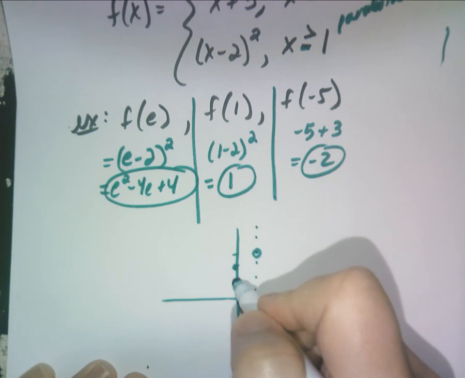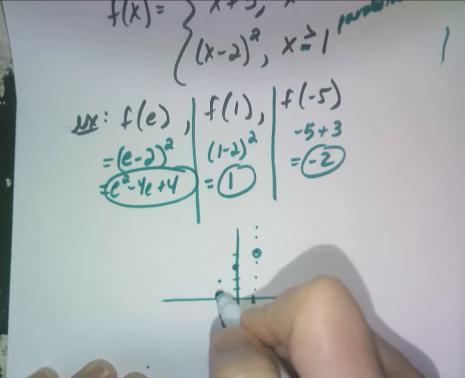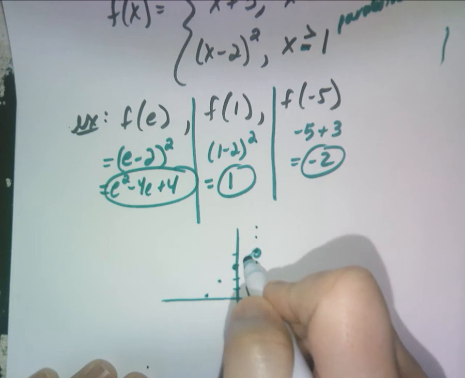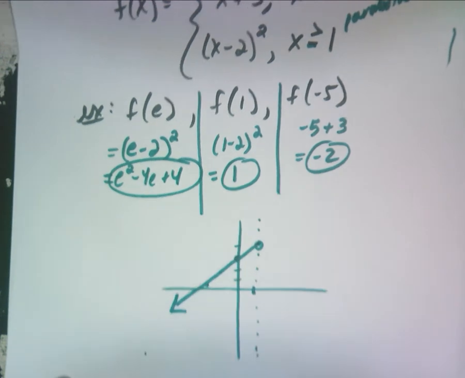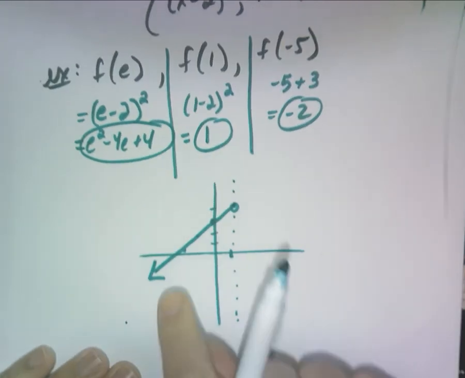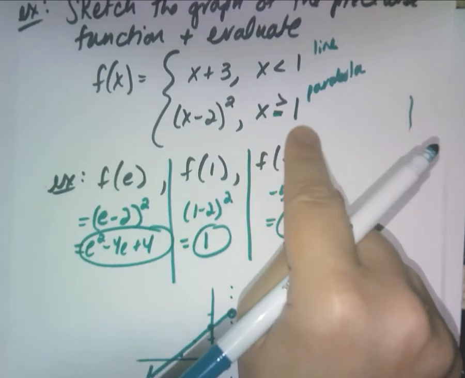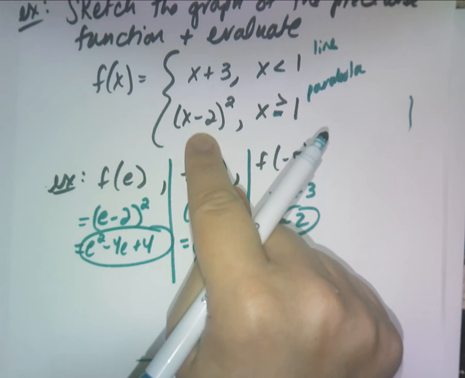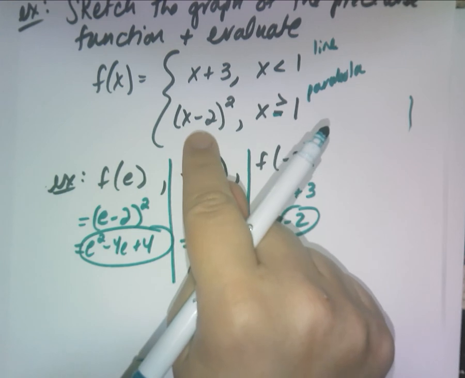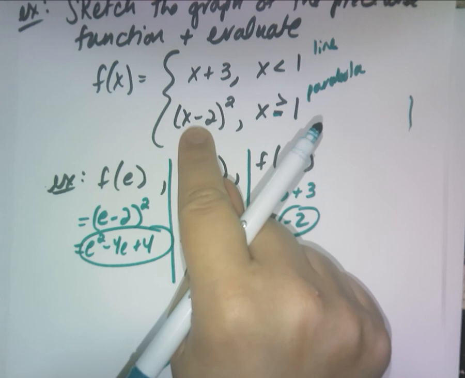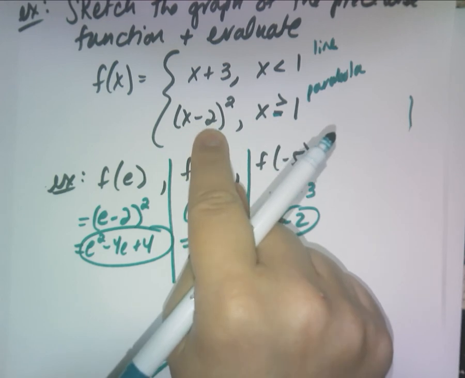Or you could go down 1, over 1, and down 1, over 1, etc. And you're getting a line that looks like that. So there's your graph. You can make a table of values if you want to, but that's what it looks like. To the right of this line, you have a parabola. That parabola has been shifted where? 2 to the right, correct?